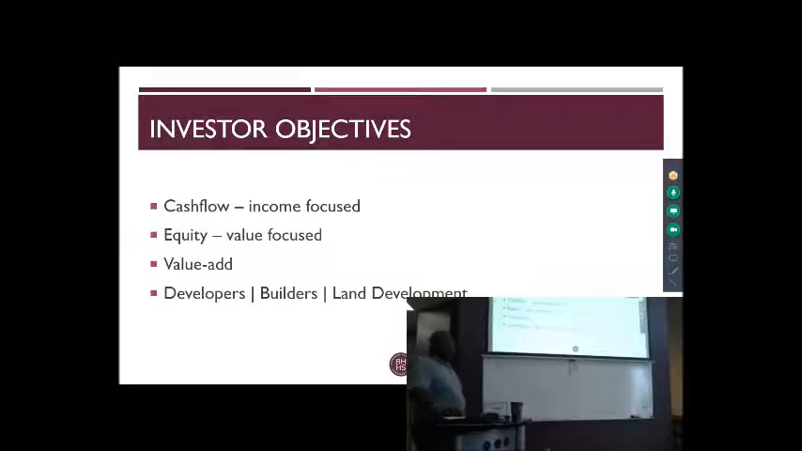I have a question. What's the difference between medium to high density?